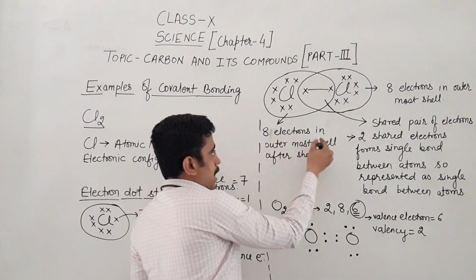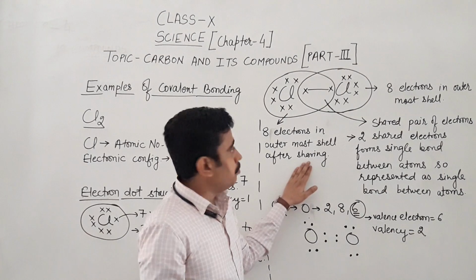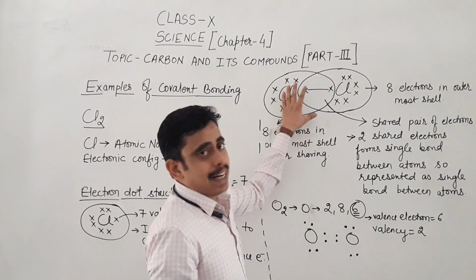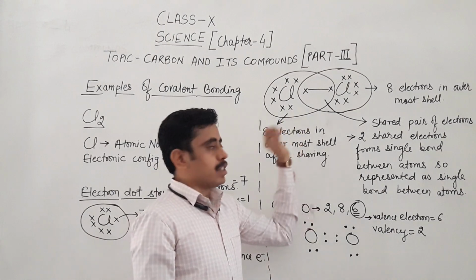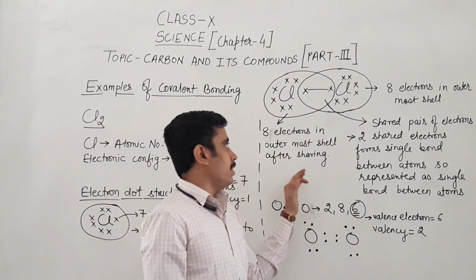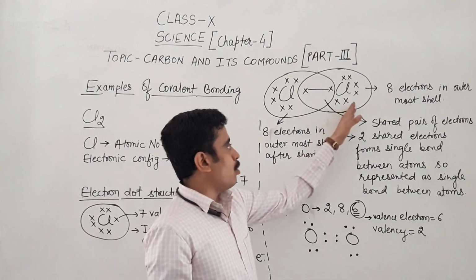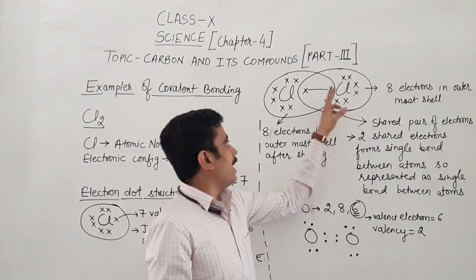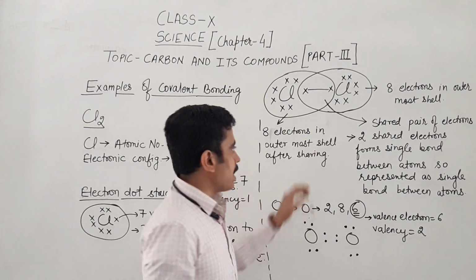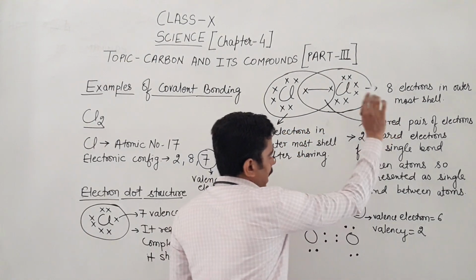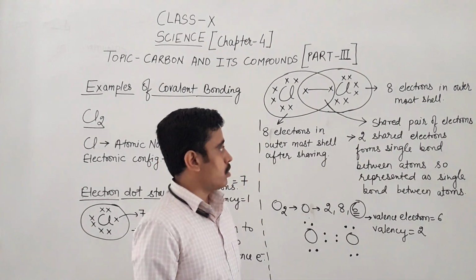Now these 8 electrons in the outermost shell are there after sharing the electrons. Now these 8 electrons are present in the outermost shell of this chlorine, so it attains the noble gas configuration. Similarly, this chlorine has also shared its 1 electron with the other atom of chlorine, so its outermost shell also has 8 electrons and its outermost shell is filled.